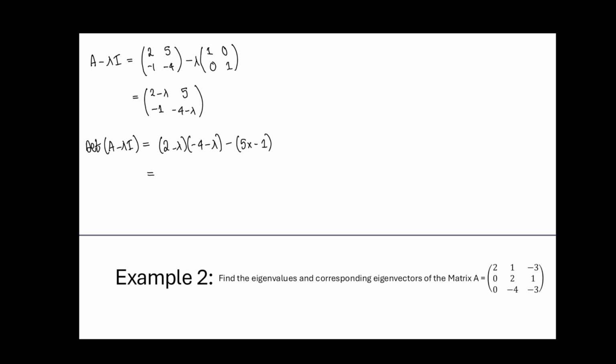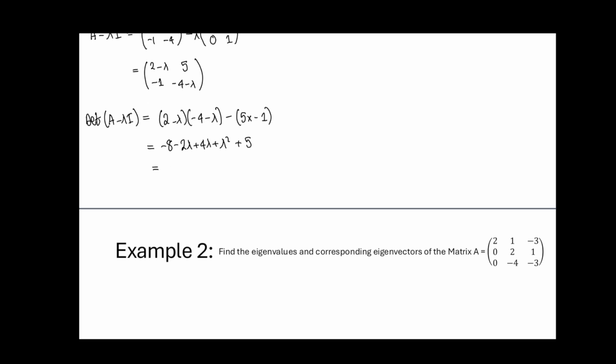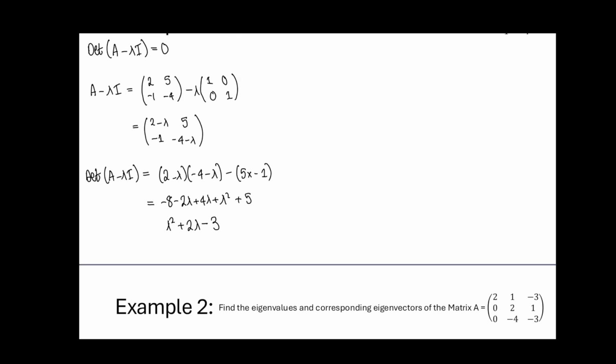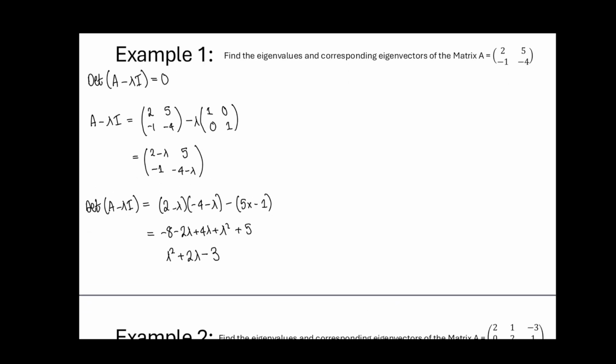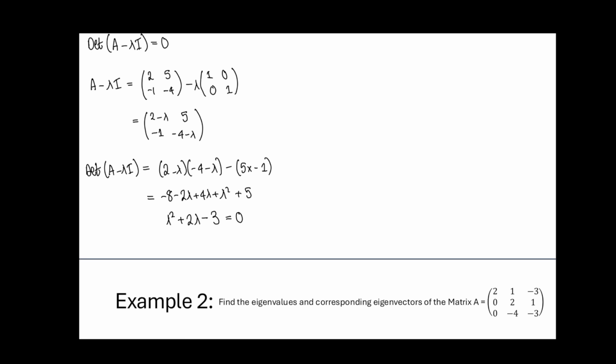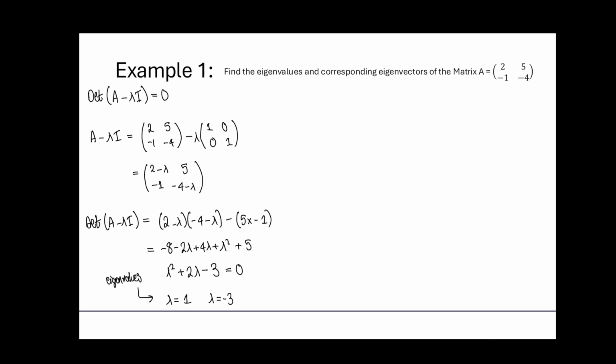If we now expand the brackets, we get minus 8 minus 2 lambda plus 4 lambda plus lambda squared plus 5. If we now collect all the like terms, we are left with lambda squared plus 2 lambda minus 3. Of course, the characteristic equation is equal to 0. So if we equate this quadratic to 0, we get two solutions. One of them is lambda is equal to 1, and the other one is lambda is equal to minus 3. And these are our eigenvalues. So just a rule, for a 2 by 2 matrix, the characteristic equation will always be a quadratic.